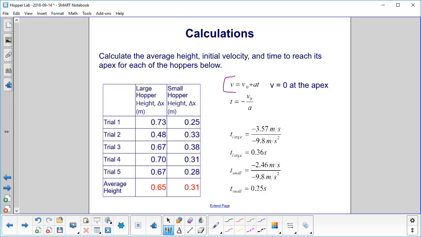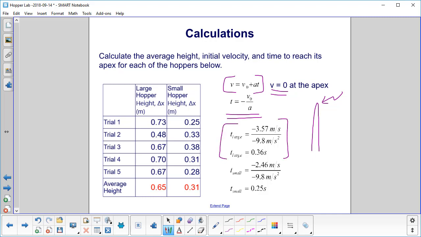Using the first kinematics equation, the velocity at the apex is 0. Right? It goes up like this and comes down. Right here at the apex, the velocity is 0. So the first kinematics equation, solved for t, reduces to negative v0 over a. So let's work with the large hopper first.